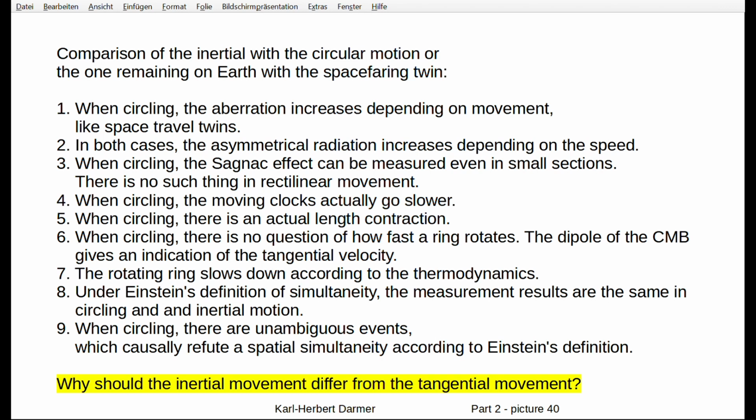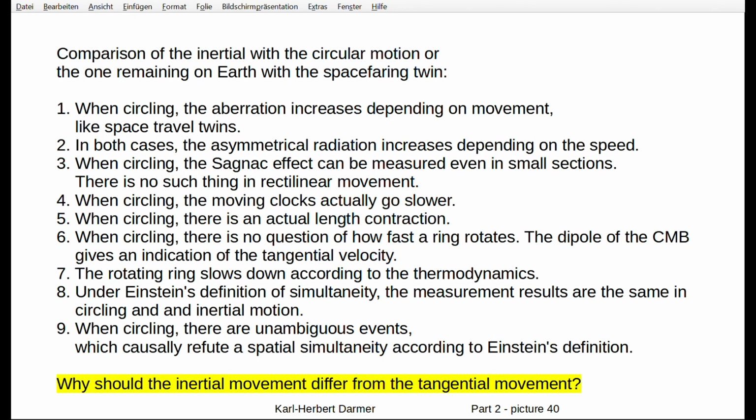7. The rotating ring slows down according to thermodynamics. The non-rotating ring will not suddenly start rotating. It can be assumed that the same is true for the spacefaring twin, and that it will slowly lose speed, and the Earth's twin will not suddenly start moving.